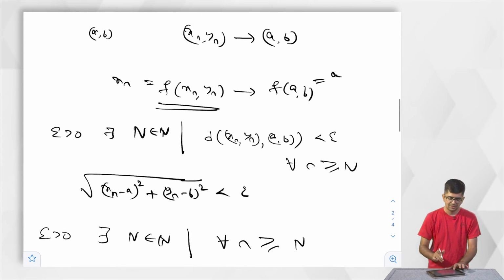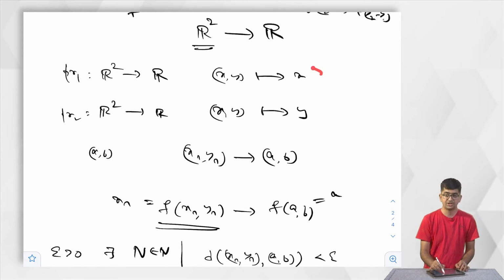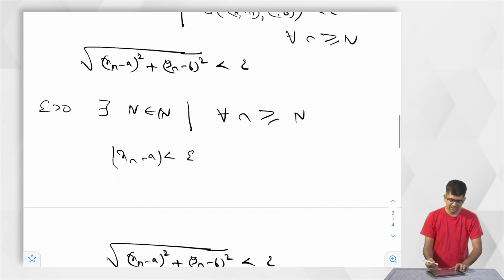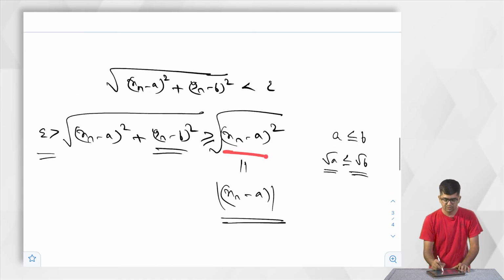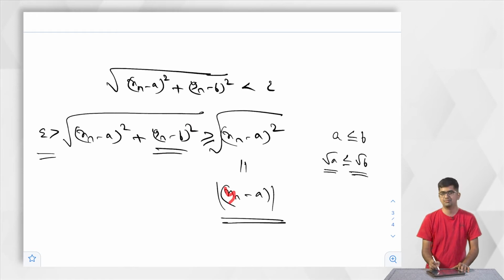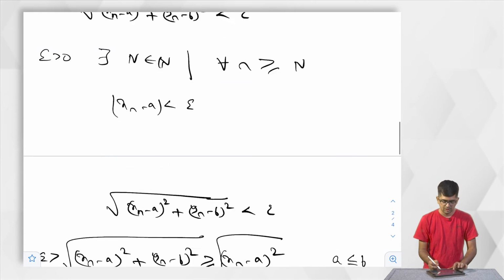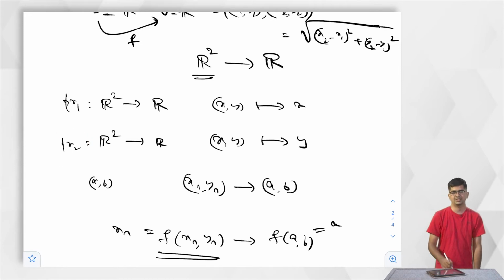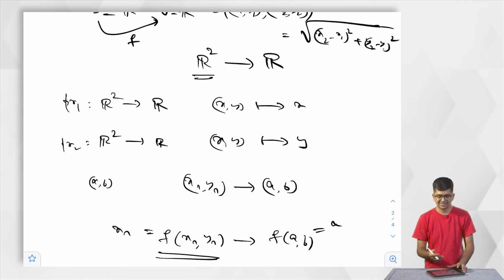So this says what? This says the first projection is a continuous function. Similarly, you can do the same thing. Instead of taking x minus a square, you can take yn minus b square, and you will get here yn minus b. What does it say? It says this sequence yn converges to b. That means projection 2 of xn, yn is converging to projection 2 of (a, b), that is simply b. So this is one example of a continuous function.